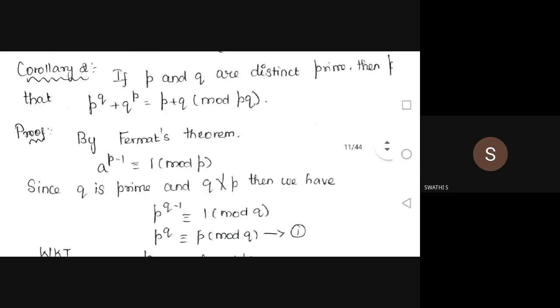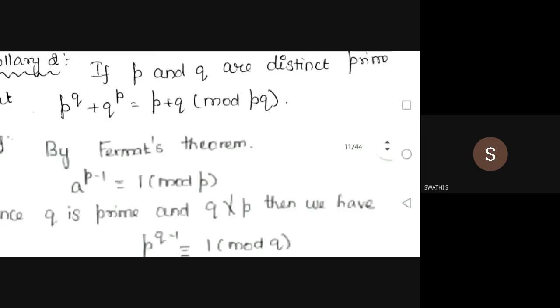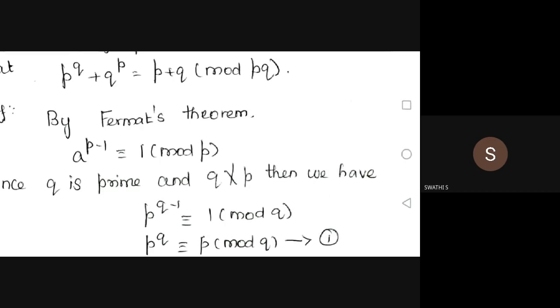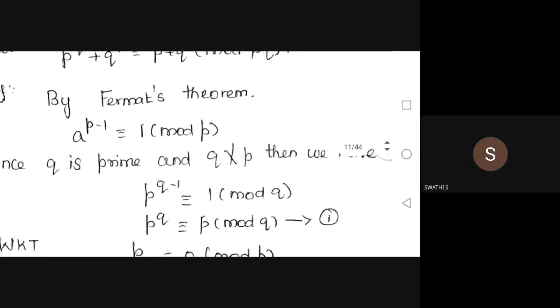Initially, I assume Q is a prime, P is any integer, and Q does not divide P. Since Q is prime and Q does not divide P, by using Fermat's little theorem we can write P power Q minus 1 is congruent to 1 mod Q. Now multiplying both sides by P, the left side P into P power Q minus 1 becomes P power Q, which is congruent to the right side, P into 1, that is P, mod Q. This is equation 1.